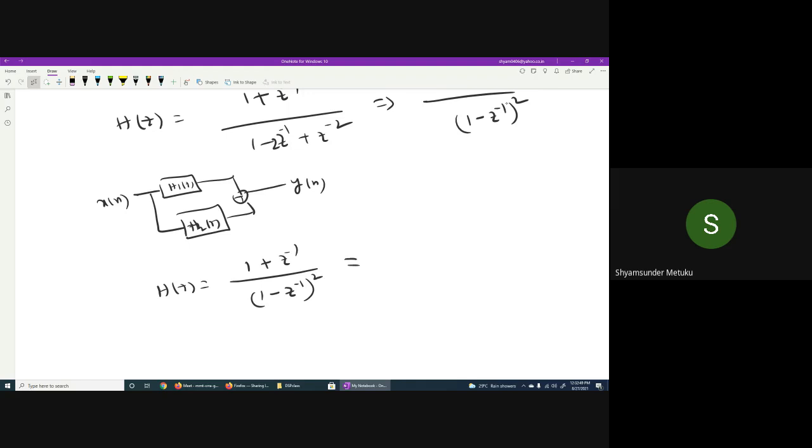Now how do you perform the partial fraction for this? Can anybody tell? Maybe A by 1 minus z inverse plus B by 1 plus z inverse, no? Sir, in the bottom it is square, sir, like A by x plus B by x squared. That's what I'm doing, B by z inverse.